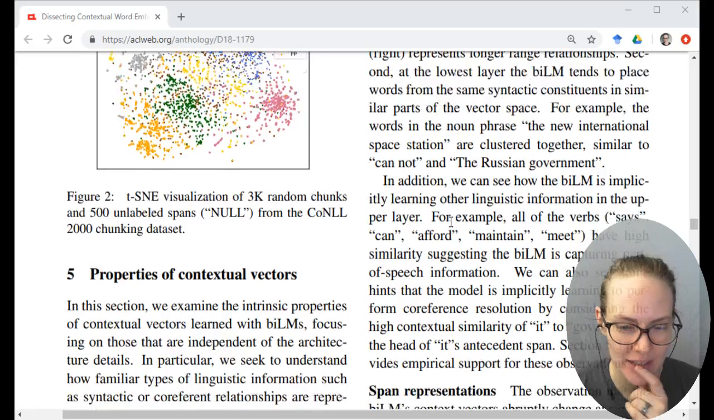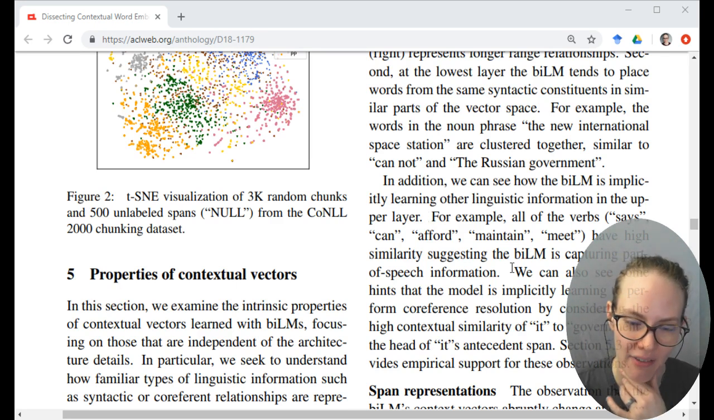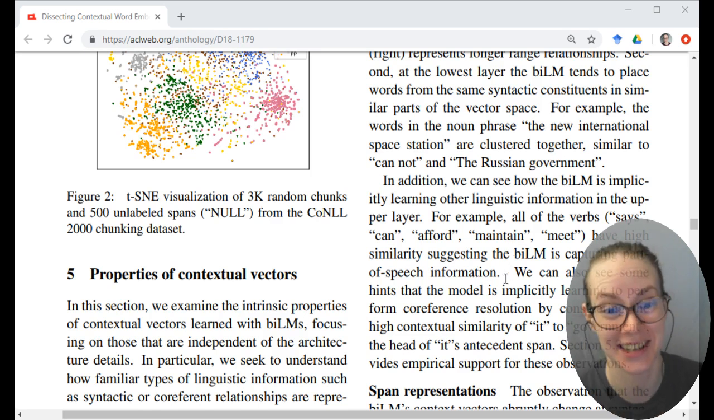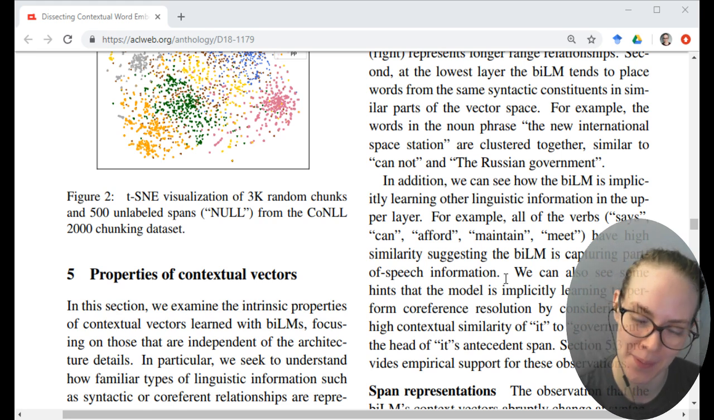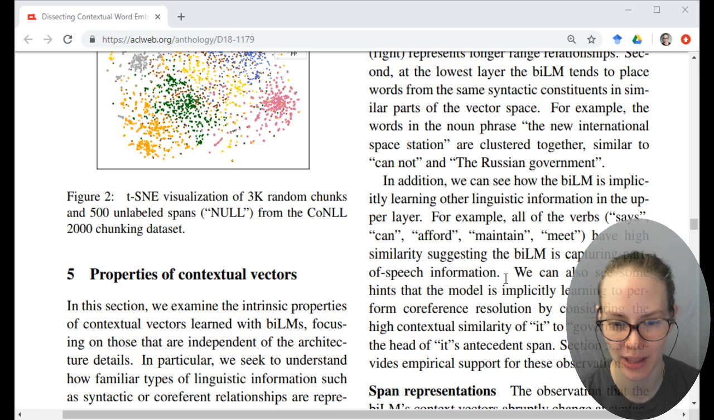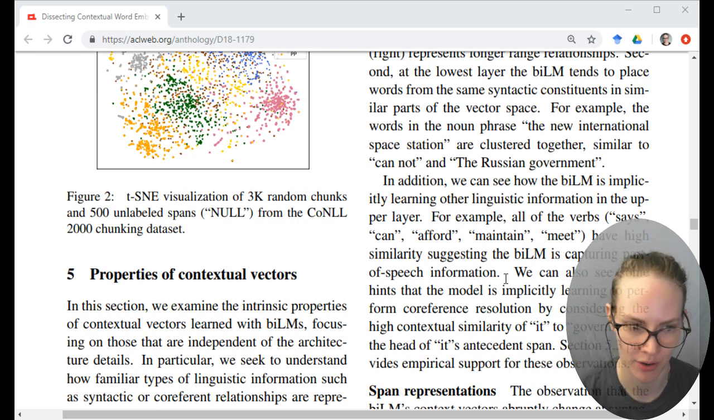Interesting. In addition, we can see how the BiLM is implicitly learning other linguistic information in the upper layer. For example, all of the verbs says, can, afford, maintain, meet have high similarity, suggesting the BiLM is capturing part of speech information. Oh, sorry, that's what I just said, and it's the next thing that they say in the paper. We can also see some hints that the model is implicitly learning to perform coreference resolution by considering the high contextual similarity of it to government, the head of its antecedent span. Section 5.3 provides empirical support for these observations.